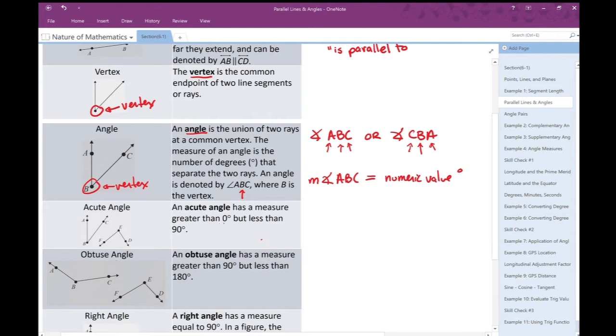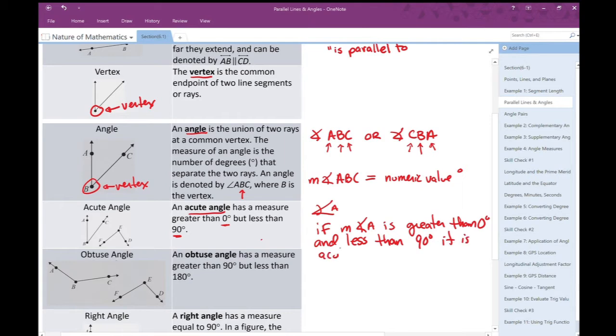If that numeric value is between 0 and 90, then we have an acute angle. So if the measure of angle A is greater than 0 degrees and less than 90 degrees, it is acute. Angles could never be equal to 0 degrees because then you do not have an angle. It doesn't exist. And if an angle is equal to 90 degrees, it is not acute. It is a right angle, and that is a vocabulary word further down. So it has to be more than 0, less than 90 to use the word acute.